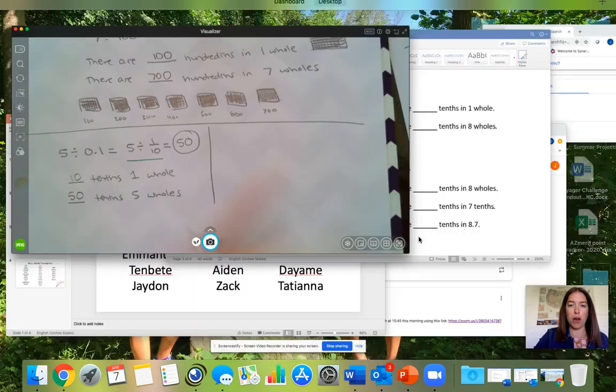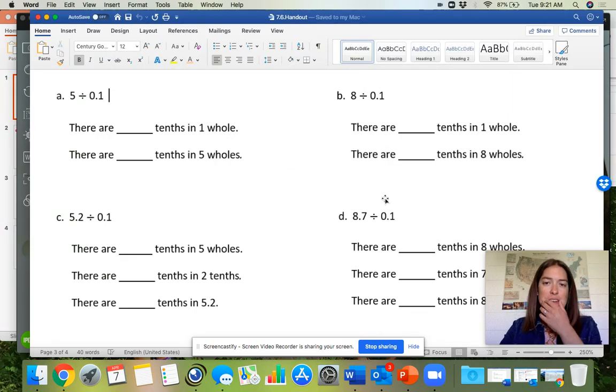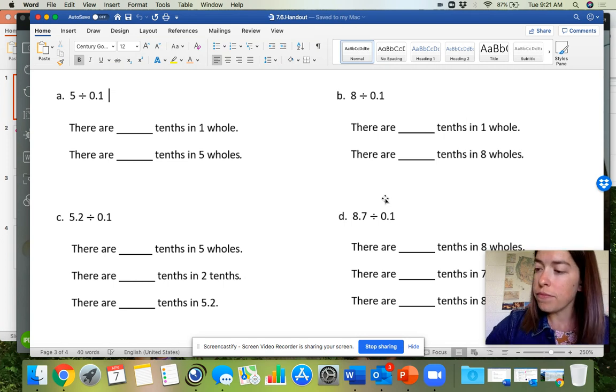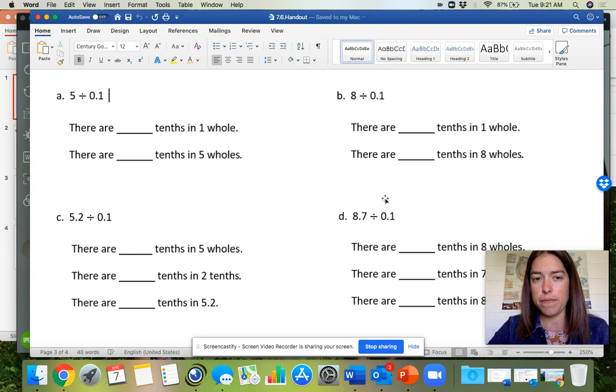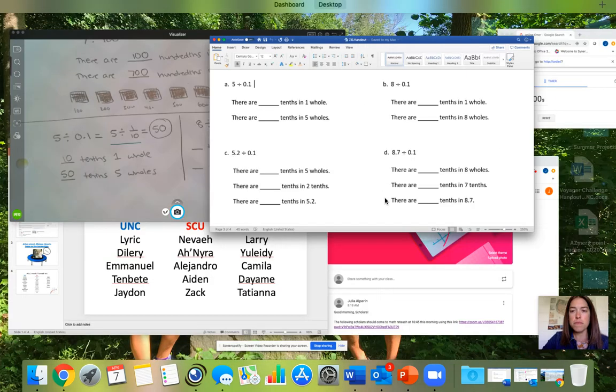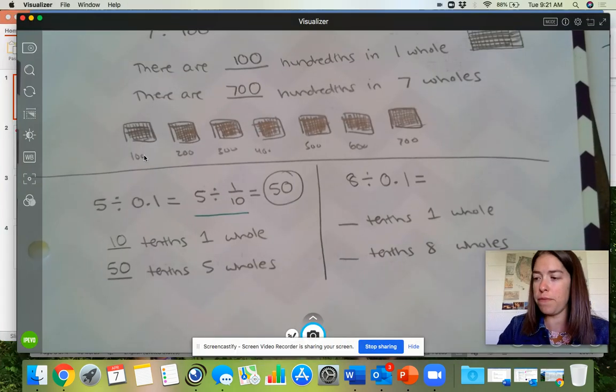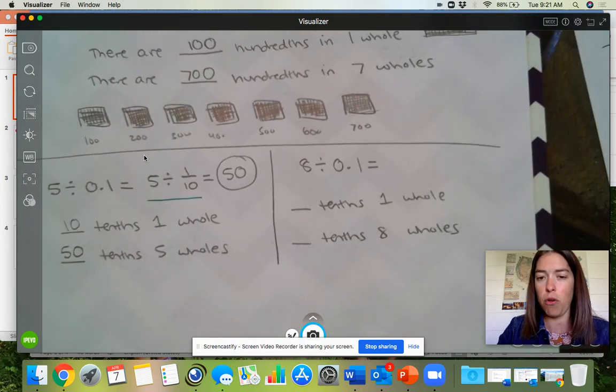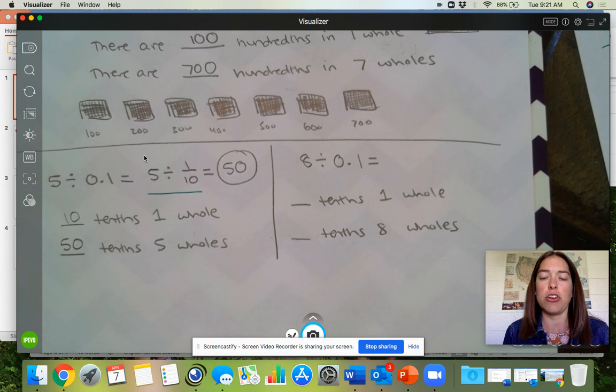Let's try part B. Go ahead and write down the division equation. And then rewrite it as a fraction. You can set up your paper just to make it a little bit shorter. Blank tenths in 1 whole, blank tenths in 8 wholes. Take 30 more seconds to finish it up.